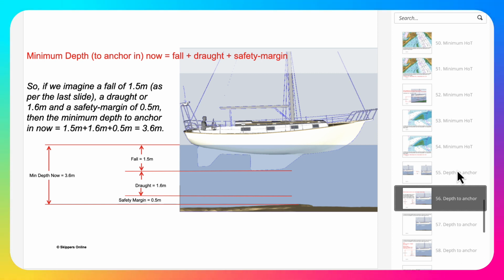So, minimum depth to anchor in now equals fall plus draft plus safety margin. If we imagine a fall of 1.5 meters, as per the last page, a draft of 1.6 meters, and a safety margin of 0.5 meters, then the minimum depth to anchor in now equals 1.5 meters plus 1.6 meters plus 0.5 meters equals 3.6 meters.